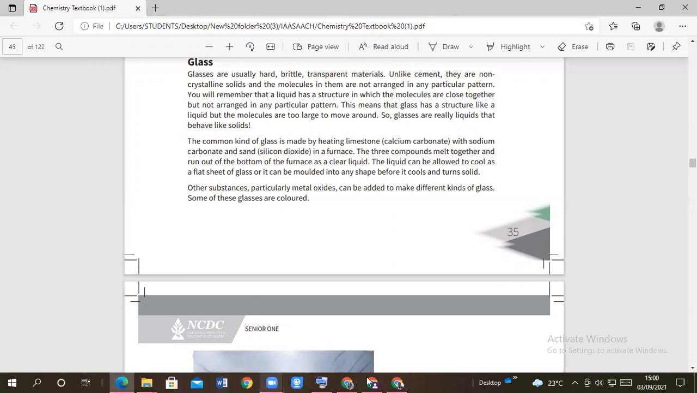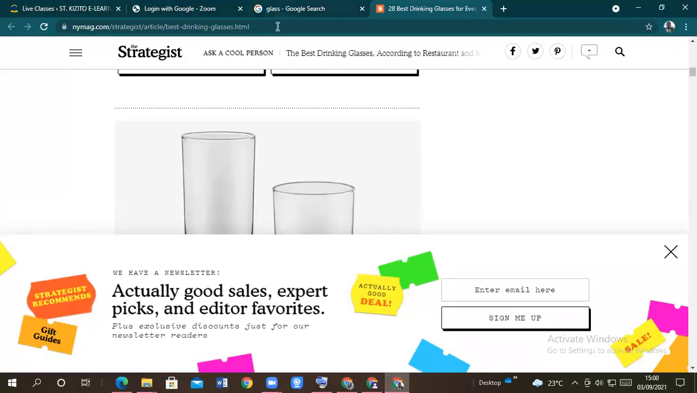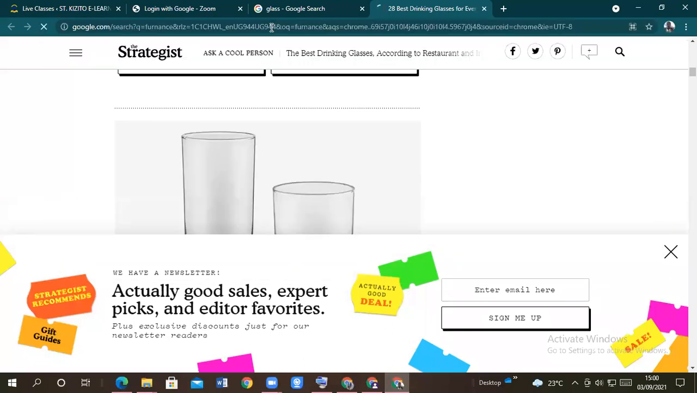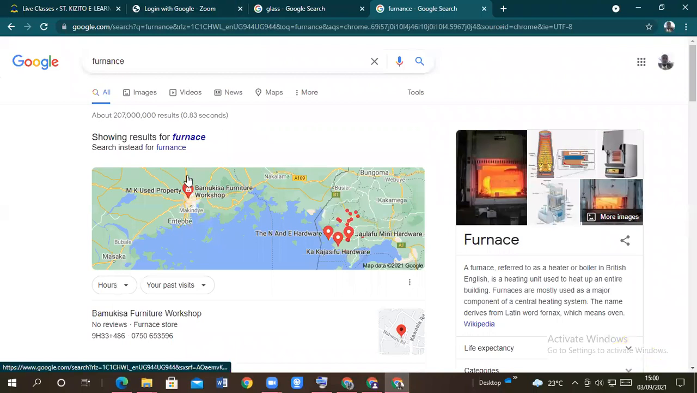Somebody was asking for how a furnace looks like. If you look at this, a furnace is like this. There are many types of furnace.